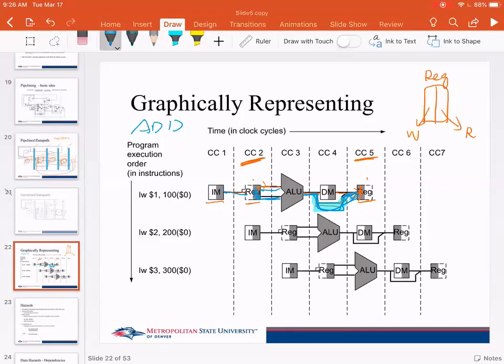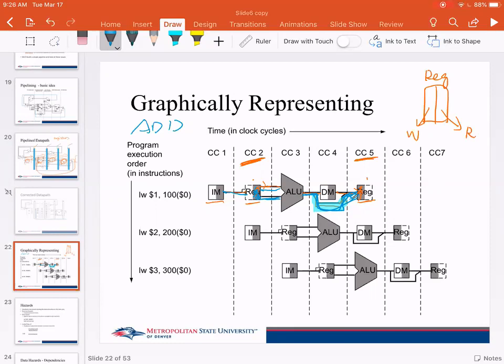So there is a bypass for the data memory here. All right, so let's look at how we can do pipelining for different instructions if we use this kind of graphic to represent the pipelined processor.